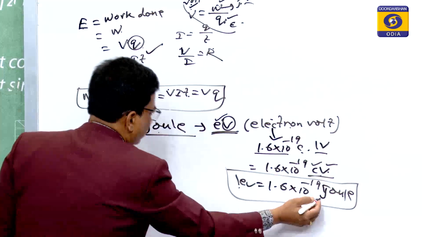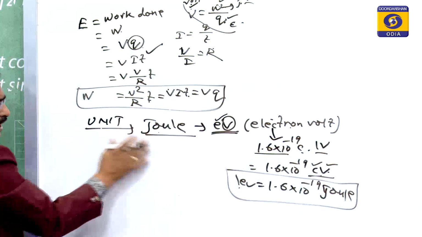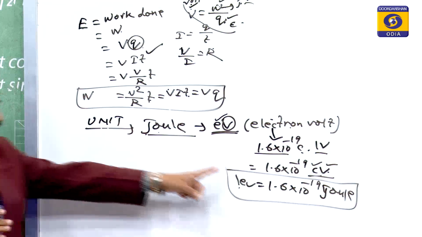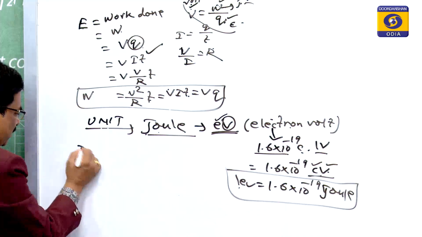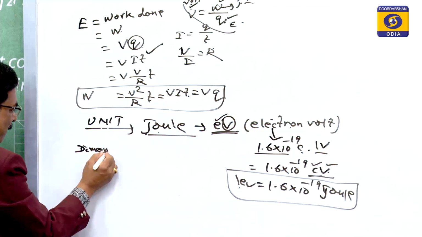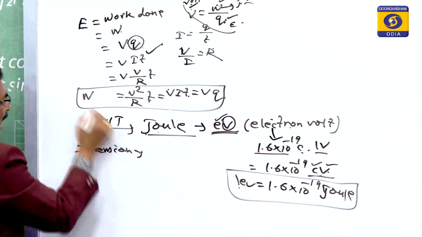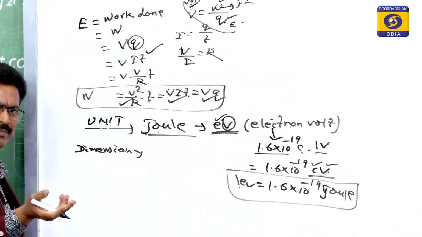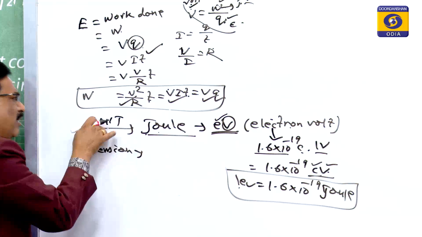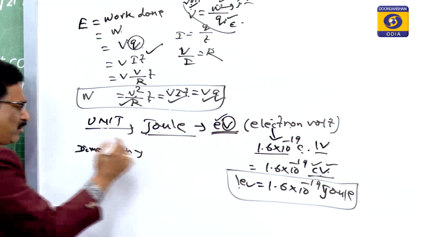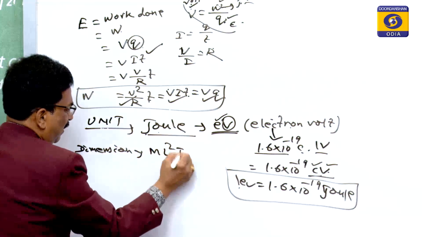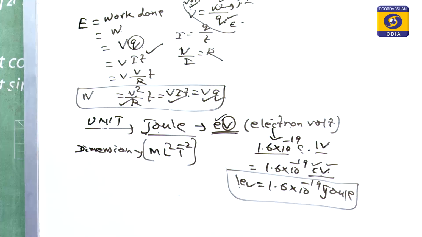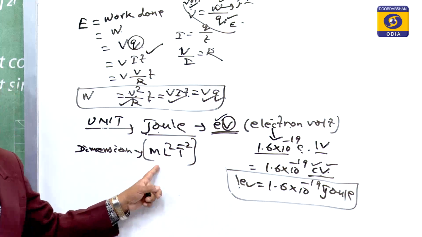So 1 eV is equal to this much. This is the electrical energy. Its unit is the joule. Then what is its dimension? Whichever formula you apply, this is the work. Energy means work. So the work dimension is ML squared T to the power of minus 2. So this is its unit, and this is its dimension.